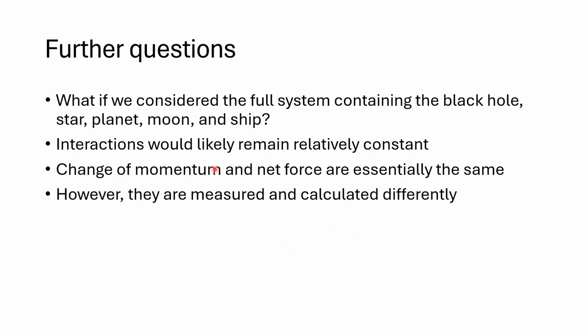So now, finally, some further questions. What if we considered the full system of part one and part two combined, where there's the ship orbiting the moon and the planet, and then the moon orbits the planet, the planet orbits the star, and the star orbits the black hole. Now, the interactions will likely remain relatively constant since these objects will probably be pretty far away from each other. Like the ship, moon, planet system would probably be pretty far away from the star, which is already pretty far away from the black hole. So the planet and moon ship system would probably orbit roughly the same as it would normally.